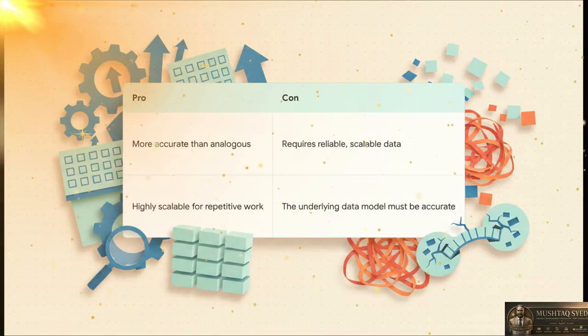The big advantage here is a huge jump in accuracy, especially if you're doing repetitive work. The catch? Your estimate is only as good as your data. If your data's flawed or the model you build is wrong, your estimate will be too.